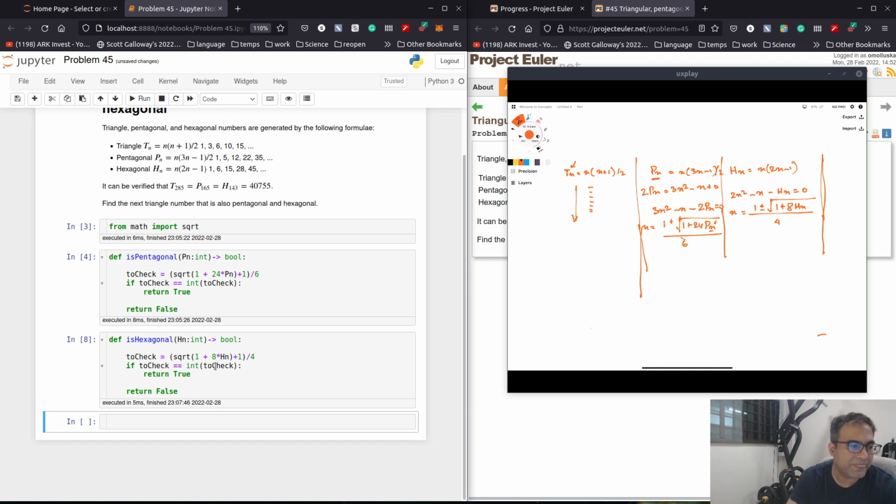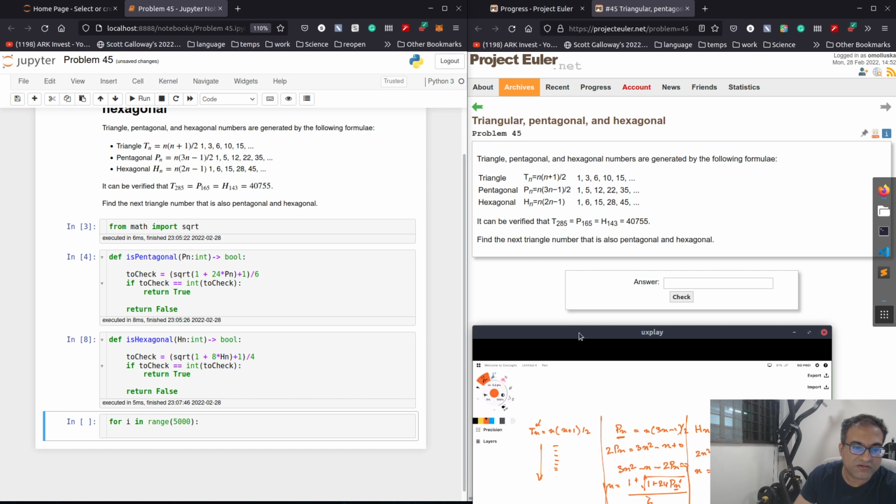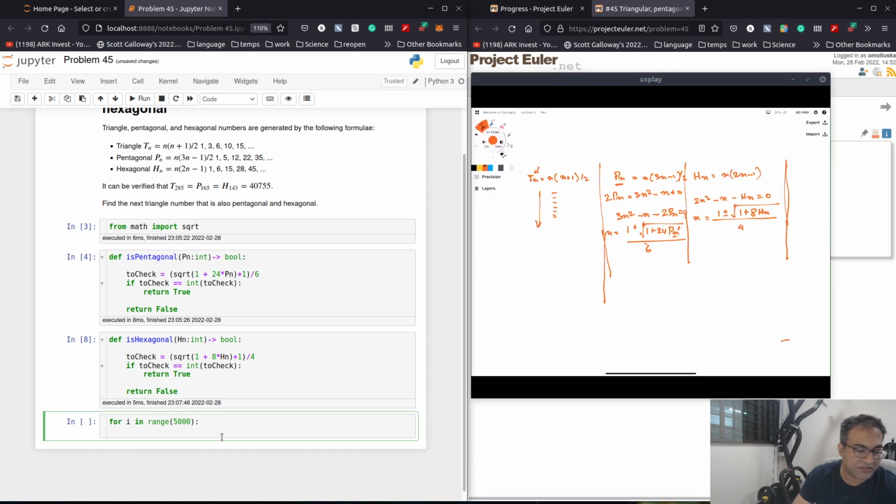Okay, so now we want to create a series of triangular numbers or triangle numbers and check whether they are pentagonal or hexagonal. So for i in range, I don't know, 5,000. Okay, then we will create. Okay, what's required over here? Find the next triangle number. So I need the Tn.